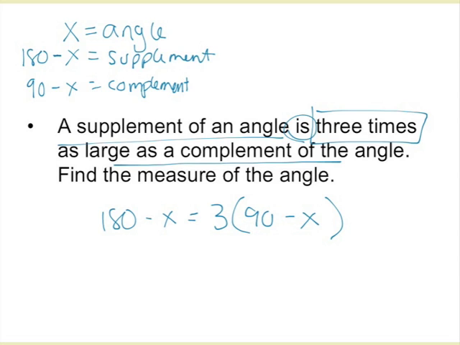Questions on how to come up with this statement? Okay, we want to define each of our nouns as symbols and then work our way through replacing words with symbols. So our supplement we said was 180 minus x, equals 3 times, or 3 multiplied by, what we defined our complement as being. Then it says find the measure of the angle. So now we want to solve for x. What's my first step in solving for x? Distribute. Distribute the 3.